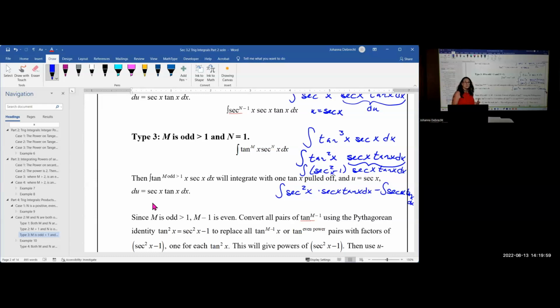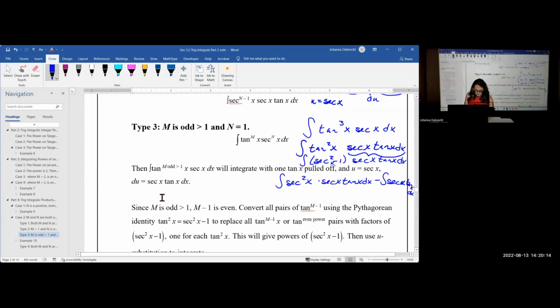But notice that what we're doing is we're pulling off and we're rewriting it in such a way that we have an even number of the others. And this time we're forming the differential here of secant tangent rather than secant squared, right?